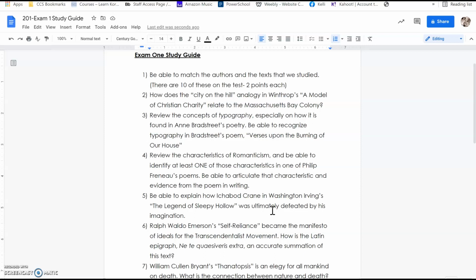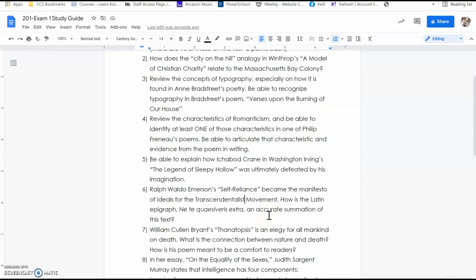In Ralph Waldo Emerson's Self-Reliance, that kind of became the manifesto for the Transcendentalist movement. How is that Latin epigraph, that note, quaesiveris extra, how is that kind of like the overarching summation of the text? And I talked about that in the screencast on Self-Reliance and in those notes.